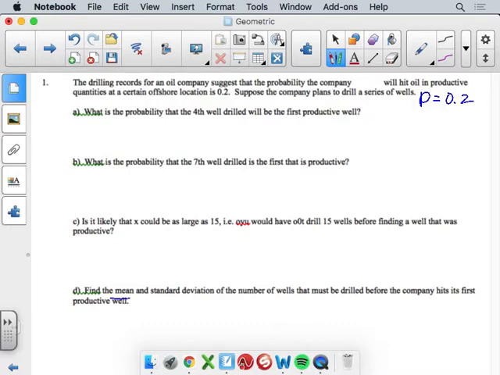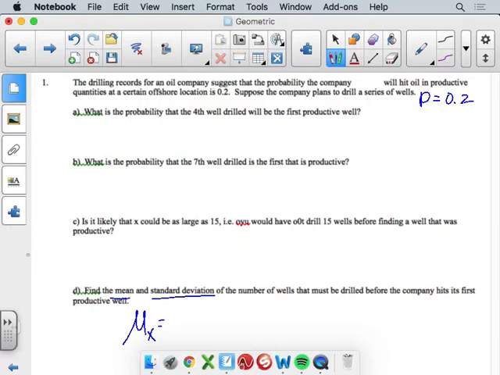Find the mean and the standard deviation. So find the average, the mean number of wells that must be drilled before the company gets its first productive well. So what is the mean number of wells? So X is like a productive offshore well. So what's the average number it's going to take me until I get a first success in this case?